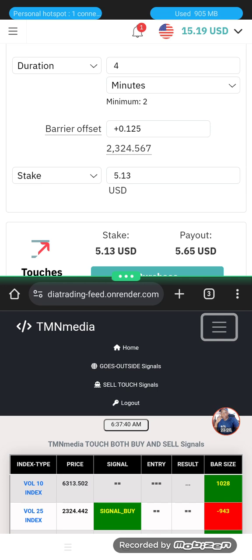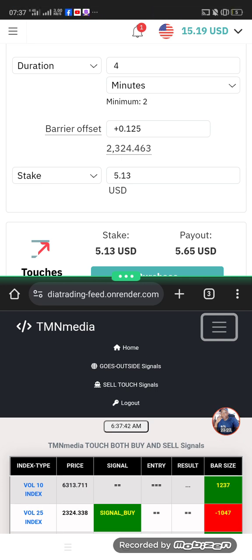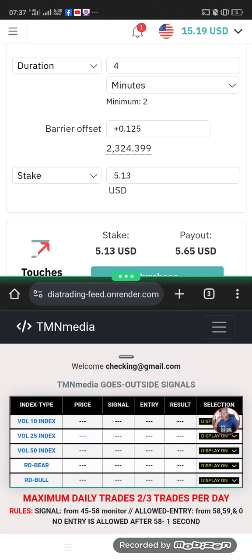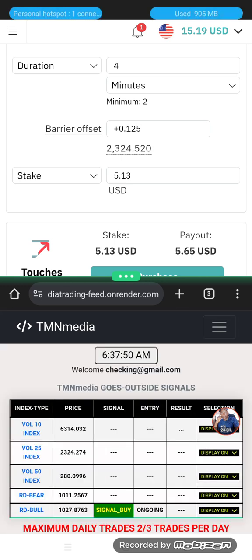Now all the signals are together. Once you subscribe, you get all of them. Goes outside is also here. See, goes outside also has plenty of signals. This goes outside. There is no way you will stay on it right now; you're not going to get signals.